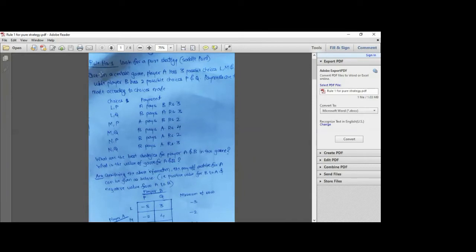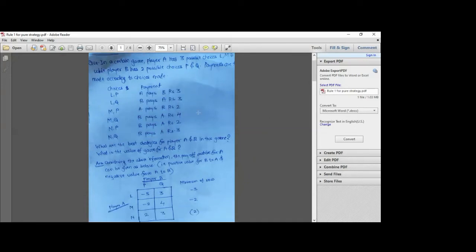So they have given that in a certain game, player A has 3 possible choices, L, M and N, while player B has 2 possible choices, P and Q. Payments are made according to the choices made. So these are the various choices, and the payments according to all the choices are given here. We have to frame the matrix as well. They haven't given us the matrix, only the statement. What are the best strategies for the player A and B in this game, and what is the value of this game for A and B, right?